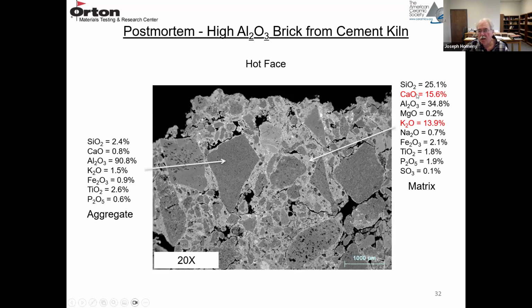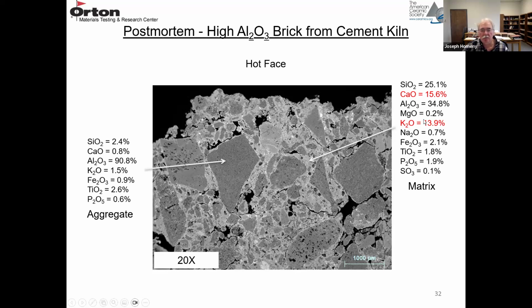But you pick up a lot of calcium and potassium oxide in the matrix. So the alumina content is down to about 35%. The silica is up, and that's from the charge, up to 25%. Plus the lime is from the charge, about 15%, and the potassium oxide is about 14%.